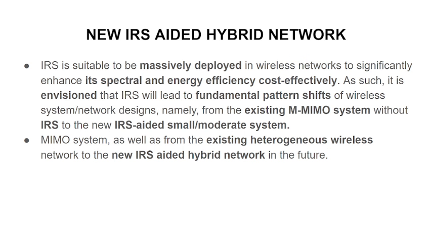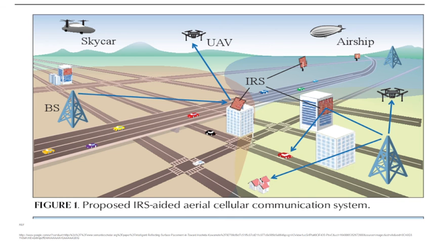New IRS-aided hybrid network. IRS is suitable to be massively deployed in wireless networks to significantly enhance their spectral and energy efficiency cost effectively. As such, it can be envisioned that IRS will lead to a fundamental paradigm shift of wireless system and network design, namely from the existing massive MIMO system without IRS to new IRS-aided massive MIMO systems, as well as from the existing heterogeneous wireless network to a new IRS-aided hybrid network in the future.